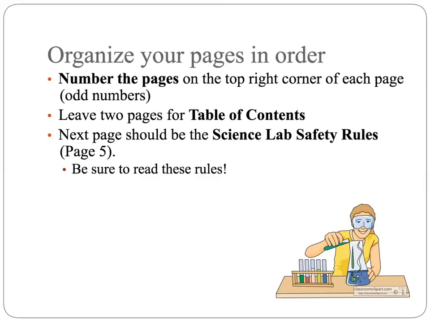You need to organize your pages in the correct order. The pages should be numbered in the top right-hand corner of each page, so that's like right up here. You only need to number the odd numbers, starting with page 1. The first two pages, pages 1 and 3, are left blank for your table of contents, which you will complete as you add lab experiments into your notebook. The next page should be one of those files you've printed out, your science lab safety rules. And be sure to read those rules because we don't spend a whole lot of time going over them in class.